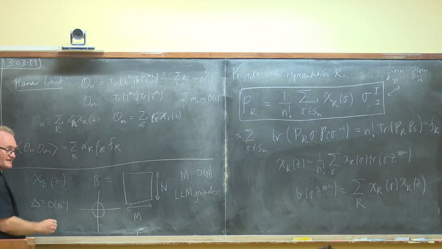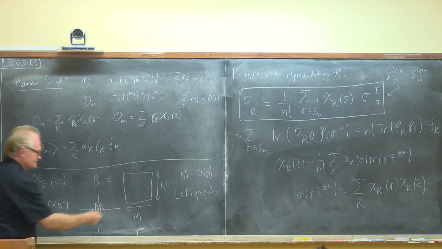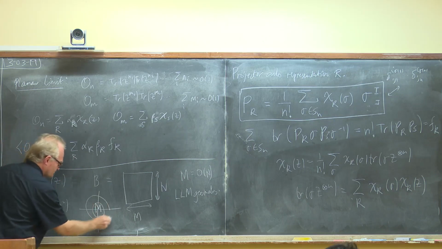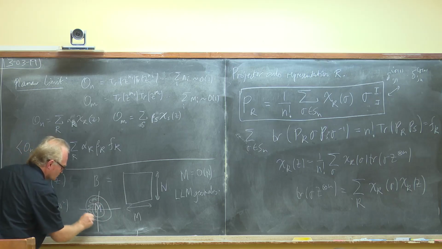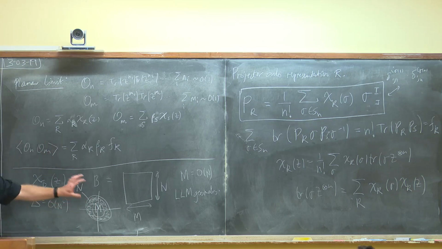The central white disk has an area of m, and then you have this dark region, colored in as an annulus, and that's got an area of n. So there's some very definite supergravity background that is dual to this chi b of z.